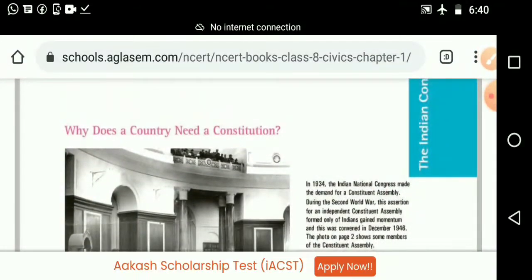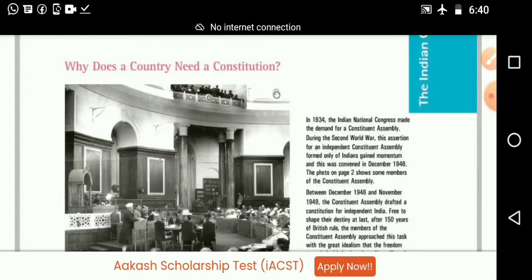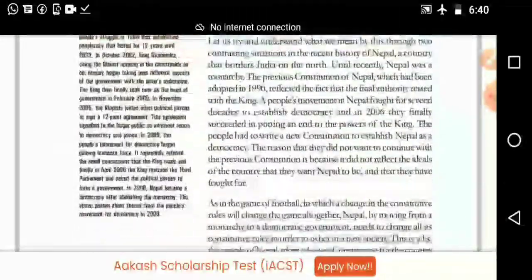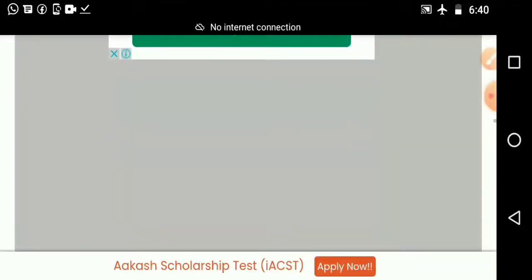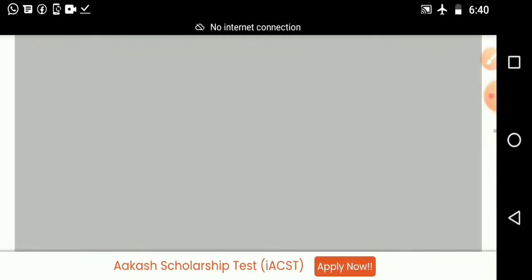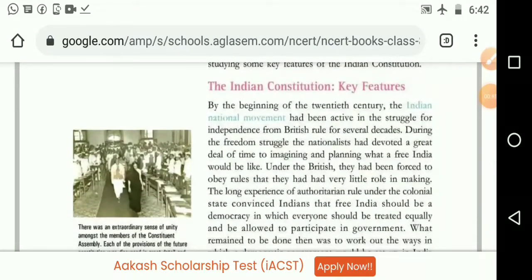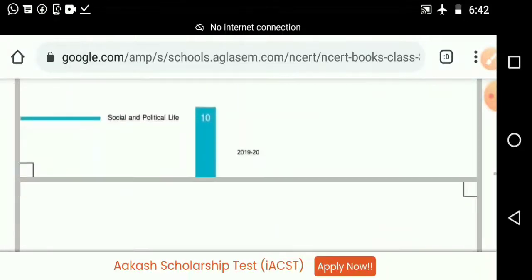Why does a country need a constitution? So before understanding what the Indian Constitution is, we want to understand the need of the Constitution. Then the next topic is Indian Constitution key features. We studied the key features of democracy in 6th standard. Like that, we want to study the key features of the Indian Constitution.